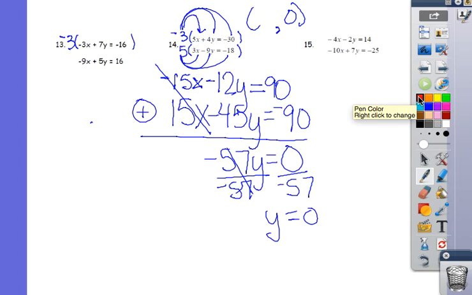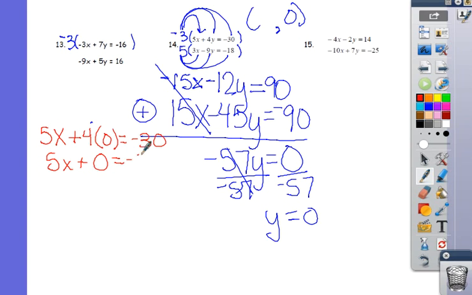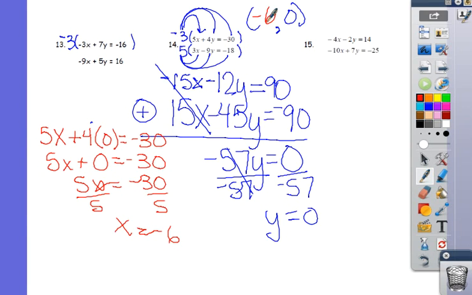All right, so you go to where the y goes and you put your 0. Now let's find x. I'm going to just use that first equation. You can use any of the 4 equations. So 5x plus 4, instead of y, I'm going to put 0, equals negative 30. 5x plus 0 equals negative 30. Okay, so I don't need that, do I? 5x equals negative 30. Divide by 5. And x equals negative 6. Very good.